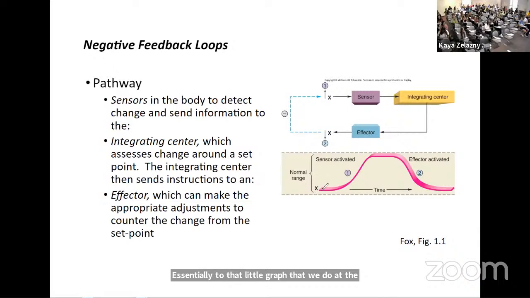So we can see that as we start to deviate from our set point or our normal range, we're activating that sensor, starting to sense that change. We keep changing potentially until our effector gets activated over here on the bottom side on 2, until we get back to the set point. So this is all just about changing back to the set point once we see a change outside our acceptable range for our regulated variable.